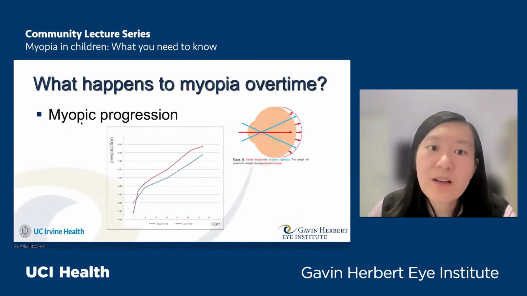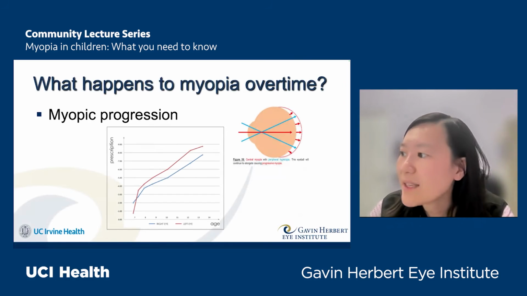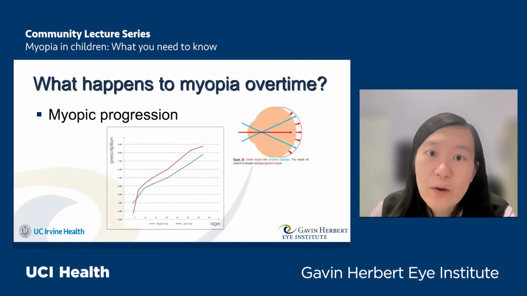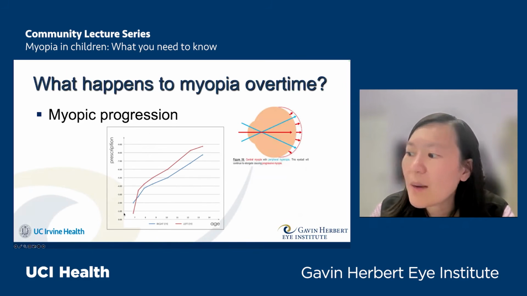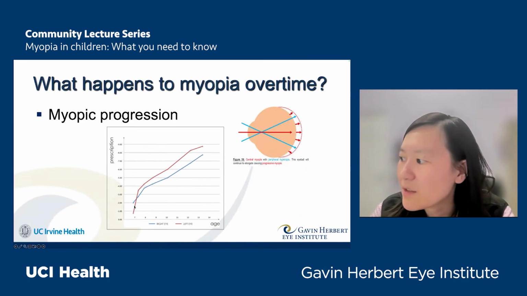So let's go back to talking about myopia. What happens to myopia over time? Well, as the kid grows, the myopia will get worse. This is classically what we call myopic progression. For example, if you look at the prescription of this sample child, at age 7 they're wearing a -1 or a -2. But as they grow, at age 8, 9, 10, 11, 12, 13, 14, it gets worse year after year.